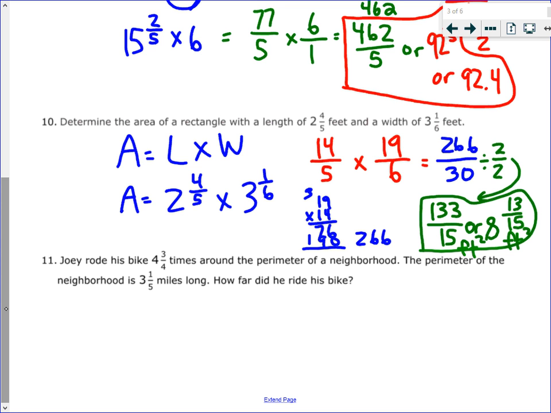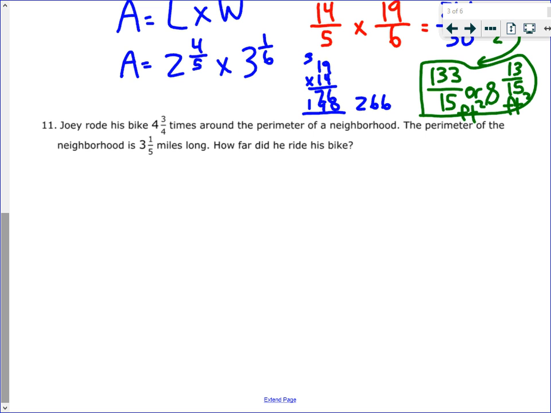All right. Number 11. Joey rode his bike 4 3/4 times around the perimeter of a neighborhood. The perimeter of the neighborhood is 3 1/5 miles long. How far did he ride his bike? So basically, we're just multiplying these two numbers. Since the perimeter is 3 1/5 miles long, he did it 4 3/4 times. Almost the exact same as the ones before.